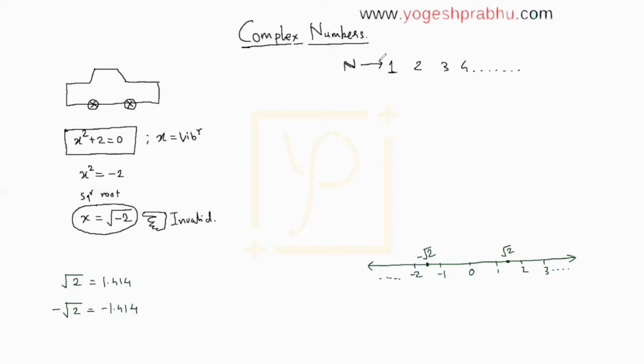Do you know the story that even 0 wasn't existent then? 0 was given by an Indian mathematician named Aryabhata, and when he gave this 0, the numbers became 0, 1, 2, 3, 4, and so on. Now these are called whole numbers. I hope you're already aware of this.